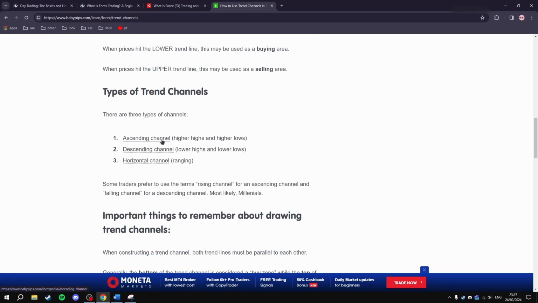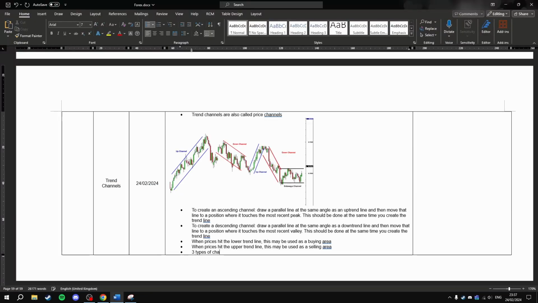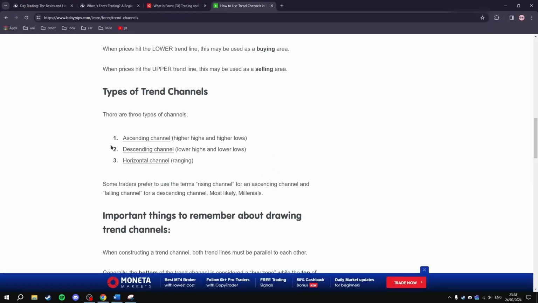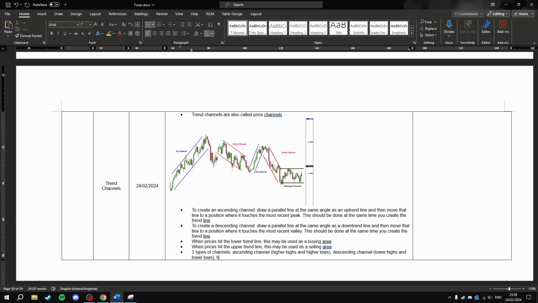Types of trend channels. There are three types of trend channels: ascending channel, higher highs and higher lows; descending channel, lower highs and lower lows; horizontal channel, ranging.